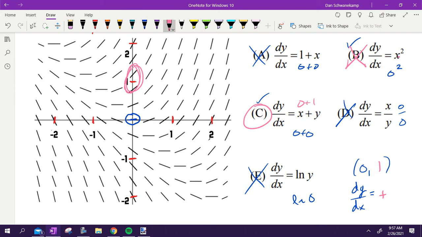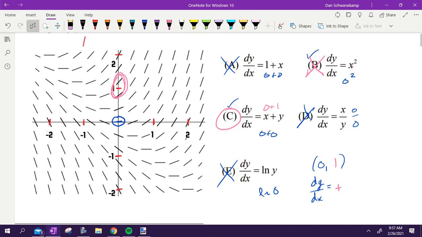All right, just picking some points, plugging them in, testing, jumping around. It'll help you understand what's the best slope field. Questions on the first one?